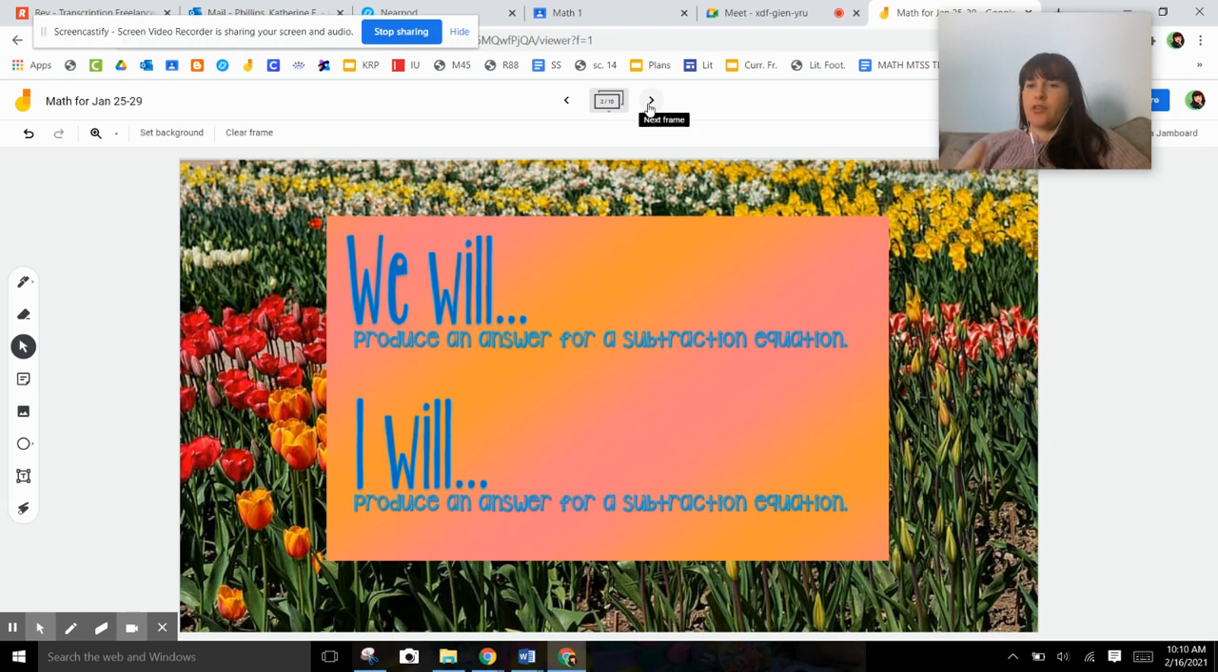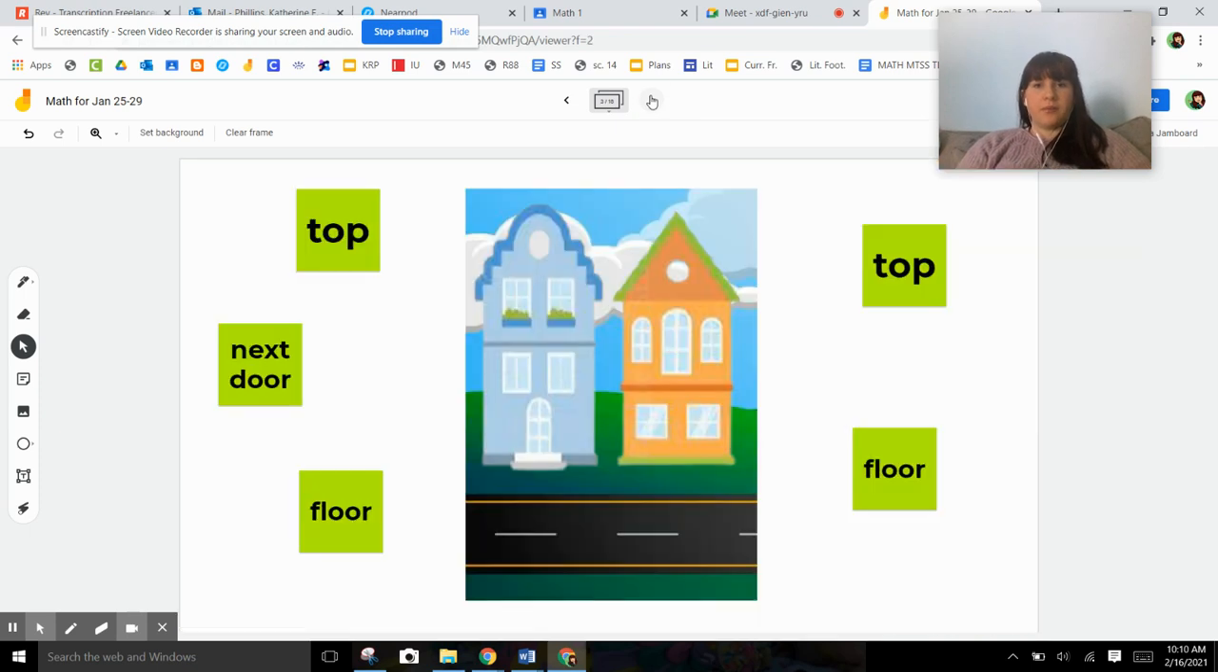We're going to produce an answer for a subtraction equation. That just means we're going to make an answer for a subtraction equation. What are you going to do on your own? You can say, I will produce an answer for a subtraction equation. So we're going to do some together, and you're going to do some on your own in the Nearpod.